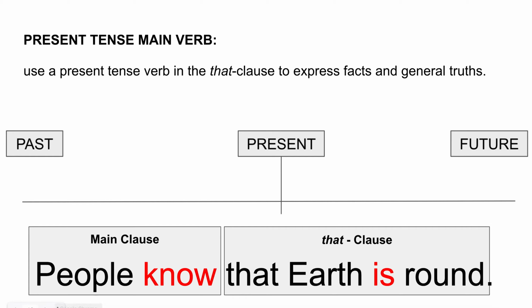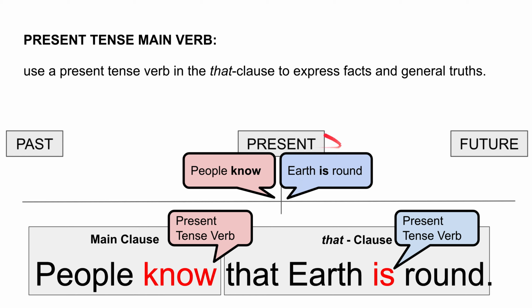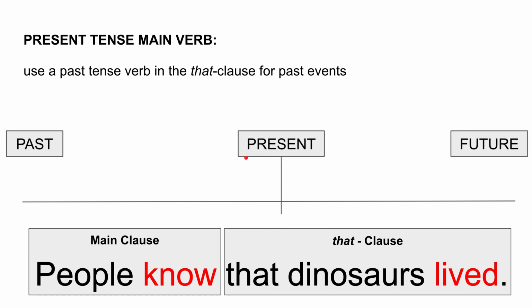So, for example, people know, that's a present tense verb, that Earth is round, it's a present tense verb. Currently, right now, in the present, people know that Earth is round. It's a general truth, it's a fact. We can also say it's an unchangeable truth. Again, for present tense main verbs, use a past tense verb in the that clause for past events.